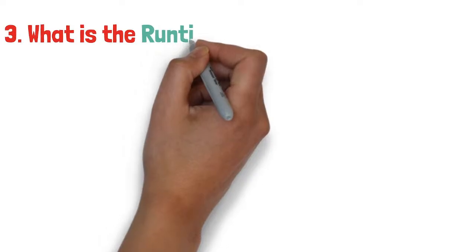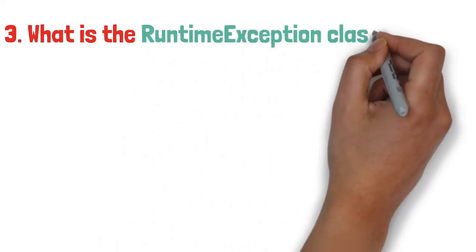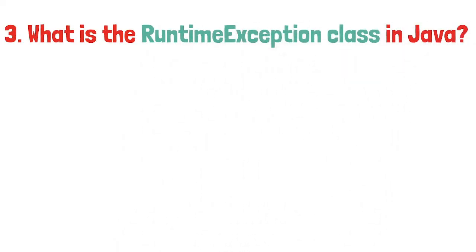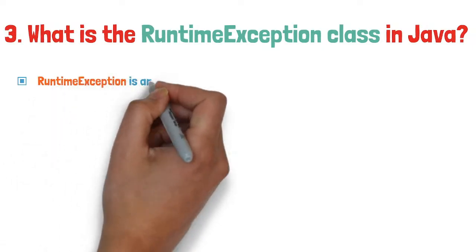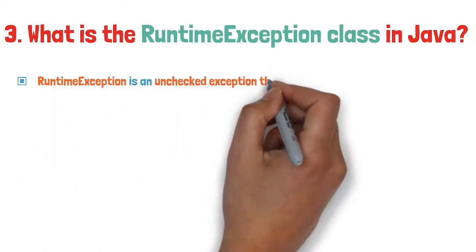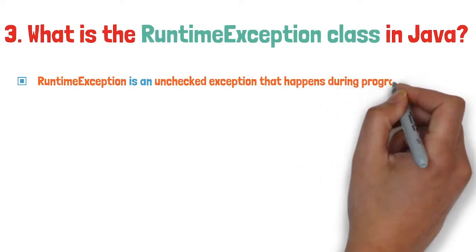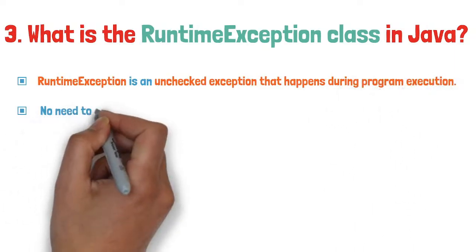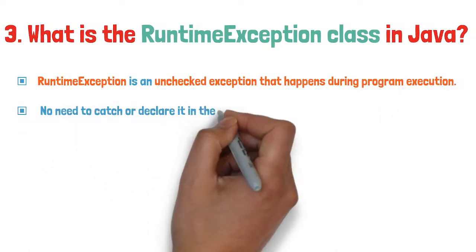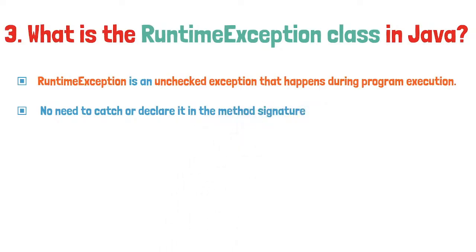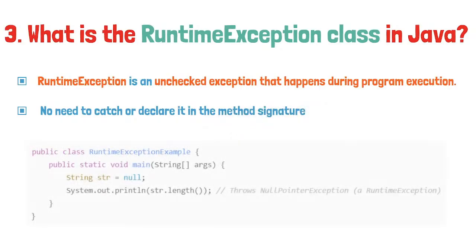The next question is: what is a runtime exception in Java? Basically, a runtime exception is an unchecked exception that happens during program execution, while running the program. No need to catch or declare it in the method signature. For example, let's see the code. String is null, so whenever you try to print it with System.out.println, it will give a null pointer exception.